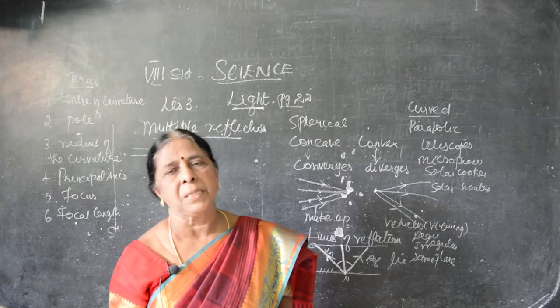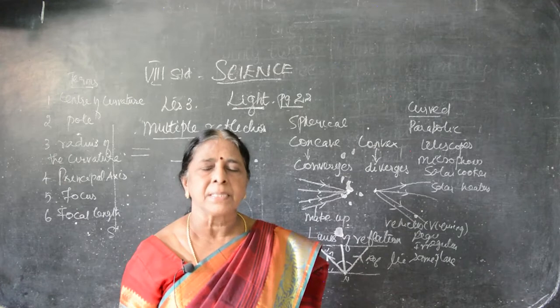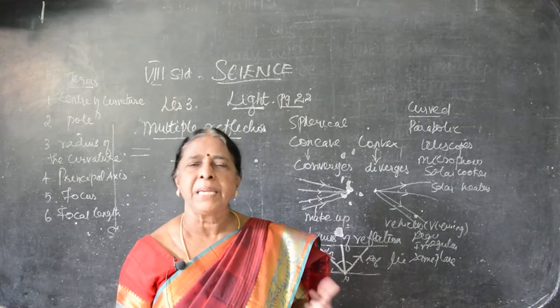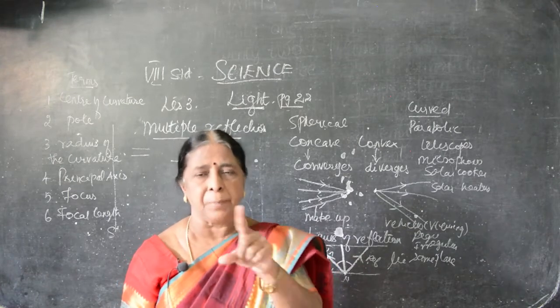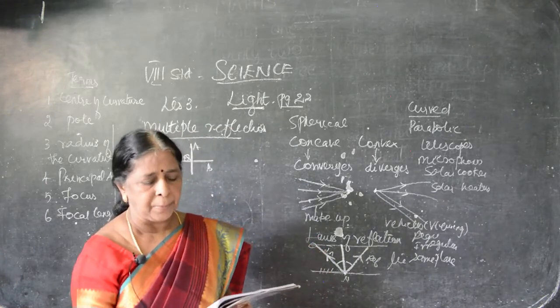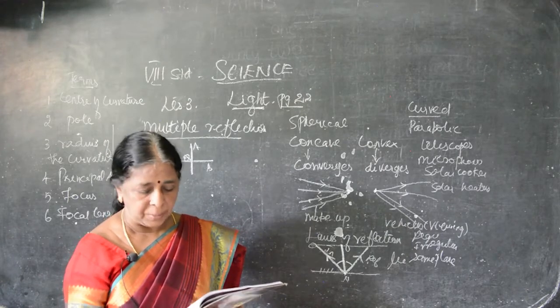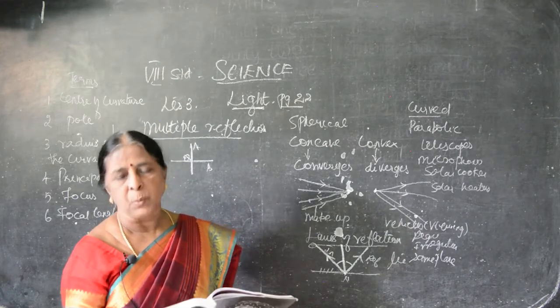This is known as multiple reflection. By using two mirrors, we can get three images. A acts for B, B acts for A, and A and B act together and make one image. Totally three images. So this is known as what? Multiple images. Based on multiple images, they can make instruments like the kaleidoscope and periscope.